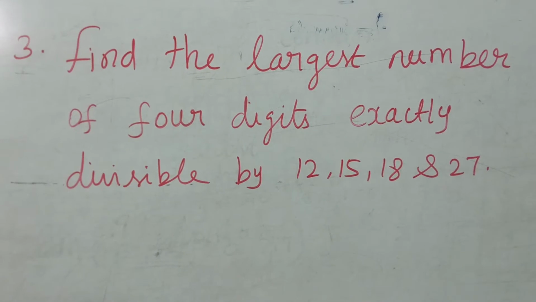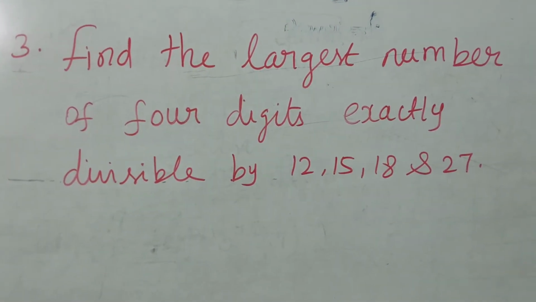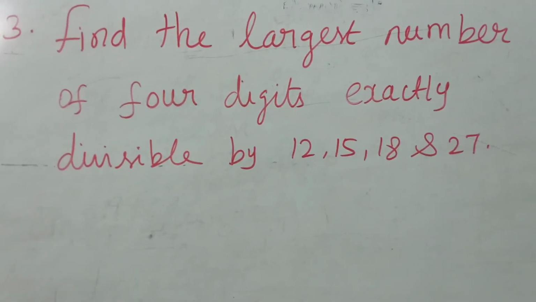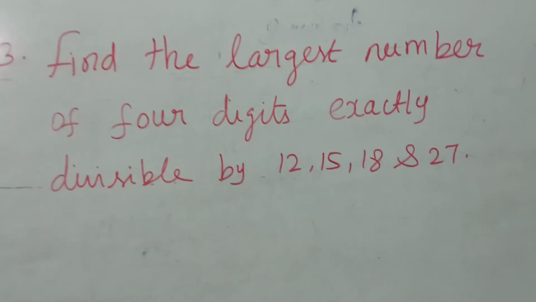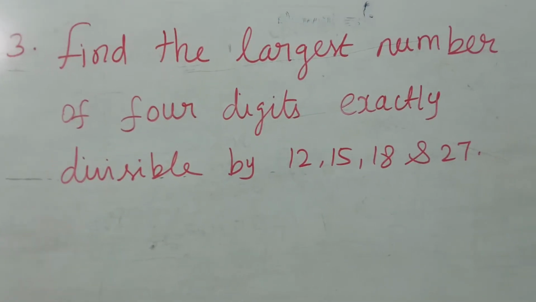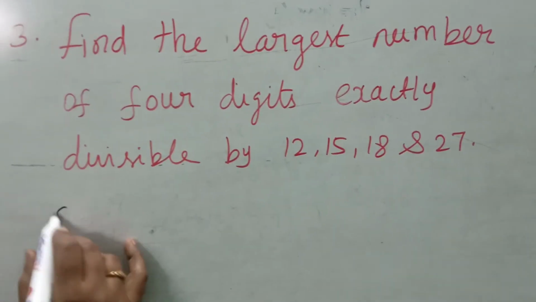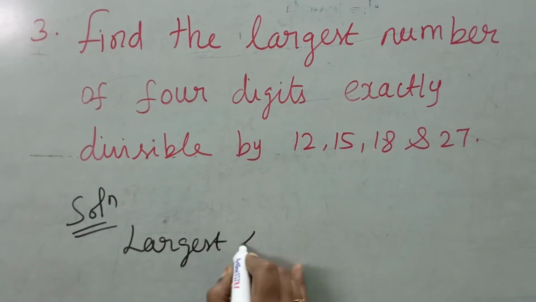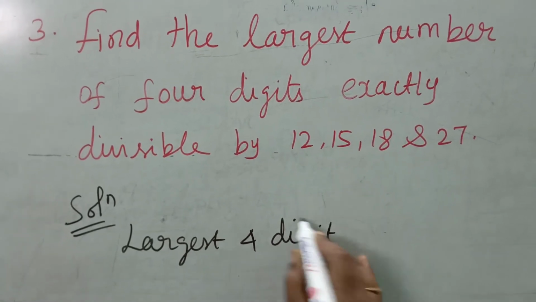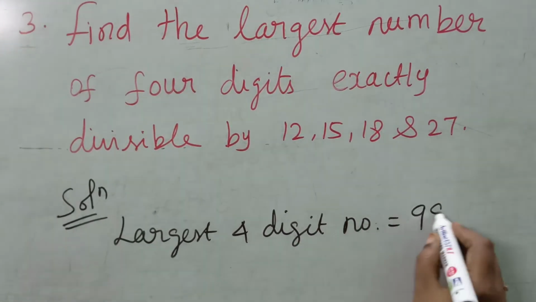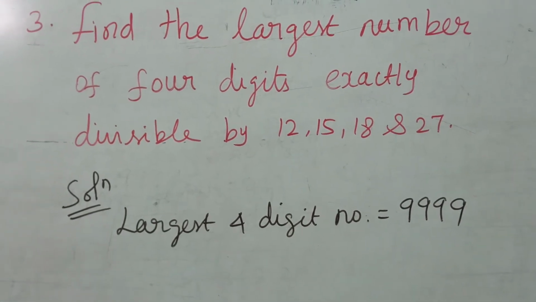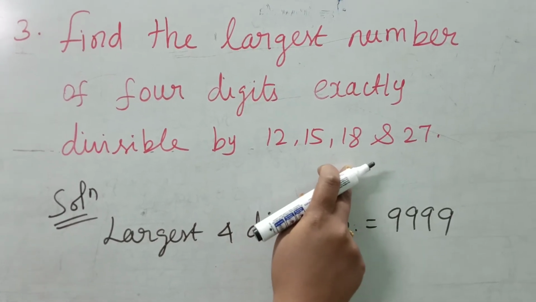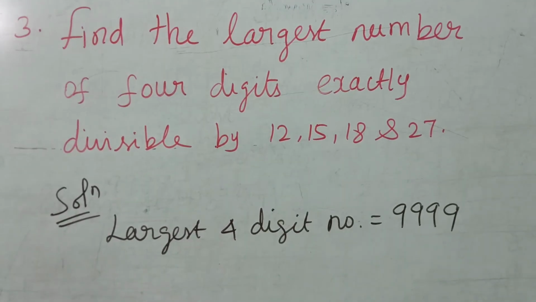The next sum: find the largest number of 4 digits exactly divisible by 12, 15, 18 and 27. First we find the largest 4 digit number. The largest 4 digit number is 9999. This number must be divisible by the LCM of the 4 numbers. First we are going to find the LCM of these numbers.